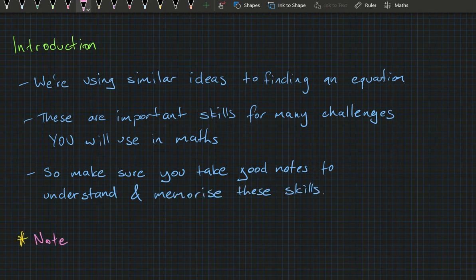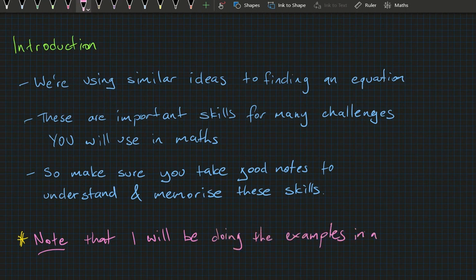Also note that I'll be doing the examples in a slightly different order to how I introduce them, but this is so they make more sense following on from one another. Anyway, let's get on to the first section.